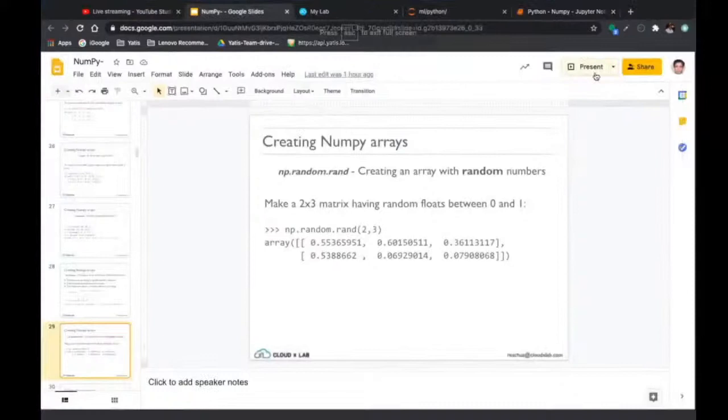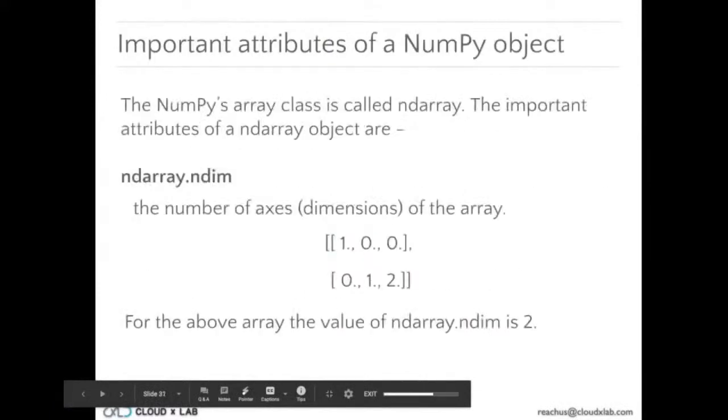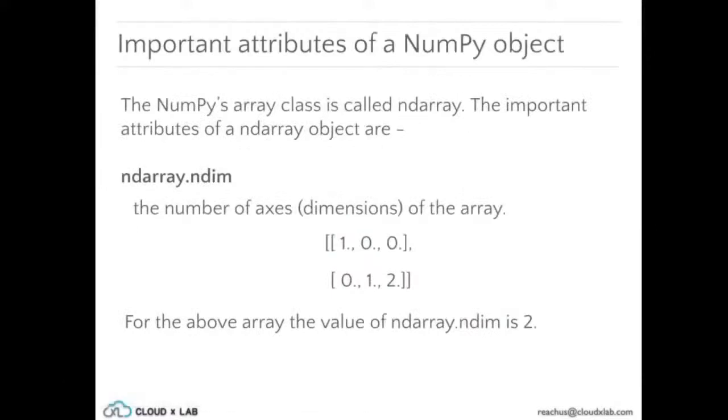Cool. Now, give me a second. So we create an empty array. There are some properties we've seen. As a lot of us have seen, the NumPy array class is called ndarray, an n-dimensional array. There are a lot of attributes of an n-dimensional array. One of them is obviously the number of axes, the number of dimensions. For something like this, it's 2. We've seen hands-on examples of this happening.